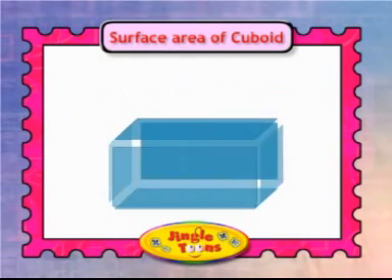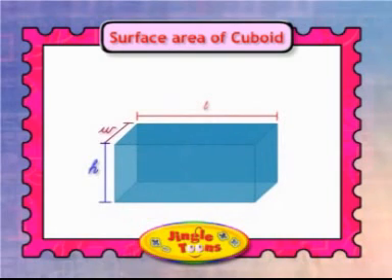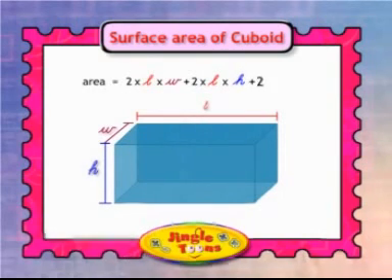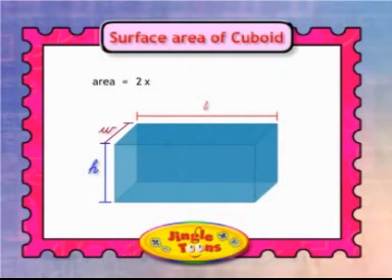Now the area of a cuboid is the sum of all 6 faces. The formula to find the area of a cuboid with the length L, width W and height H is area = 2 × L × W + 2 × L × H + 2 × W × H, which comes down to area = 2 × (L × W + L × H + W × H).